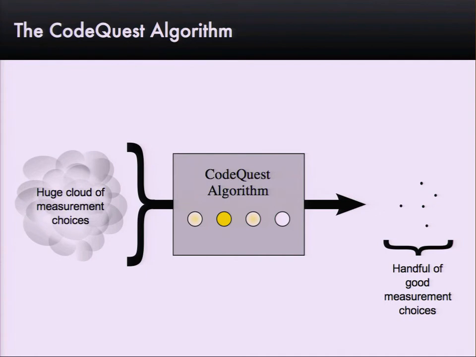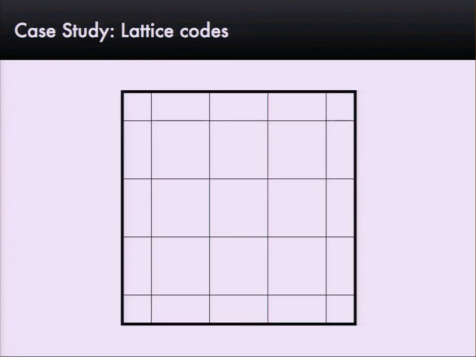So what you can do is start with a huge cloud of choices, and then, like searching for needles in a haystack, you can pick out a good one. This is how you can use this to come up with good quantum codes. Now, just to show you an example of using this, we're going to look at lattice codes.